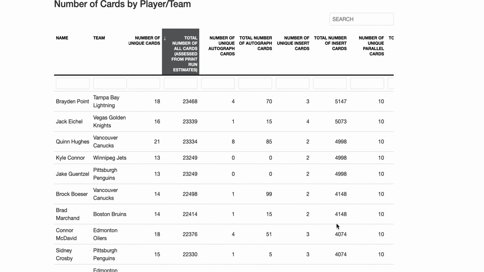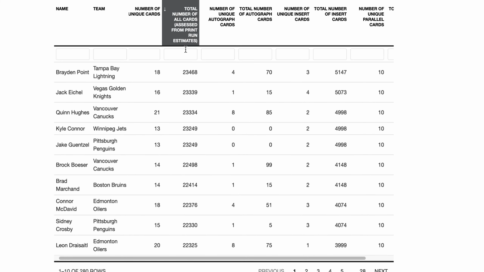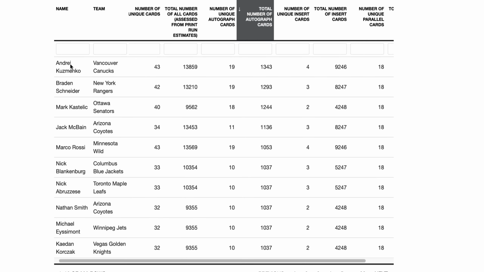So let's talk about the master checklist. Cards by player. We just want to see who has the most cards. These are the top 10 players that have the most cards and credentials. Who has the most autographs? These people. I went back and verified because I know that this guy's name came up in Lucas's comment. So I went and verified how many autographs this guy has.